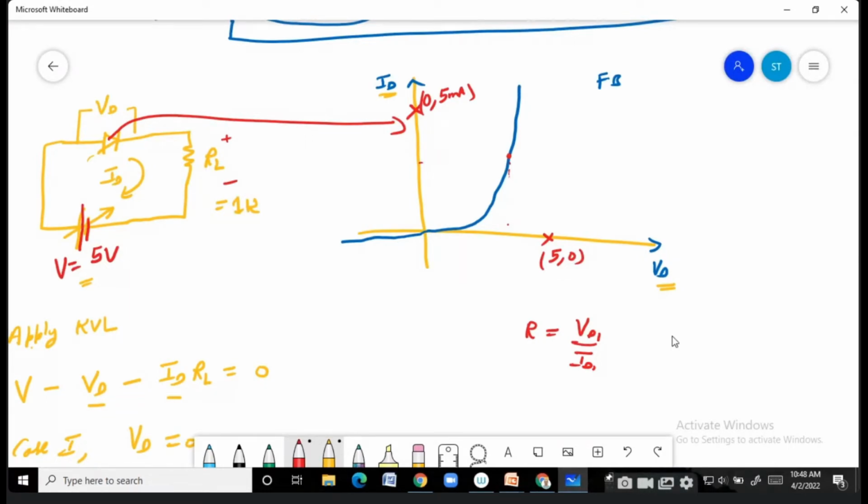What I do next is I draw a line between these 2 points, like this. Now this line intersects this characteristic over here, and this is called the operating point of the diode. Because you have the whole exponential characteristic in the forward bias condition, but what we have done is we have obtained that unique point corresponding to the unique applied voltage, that is V equal to 5 volts.